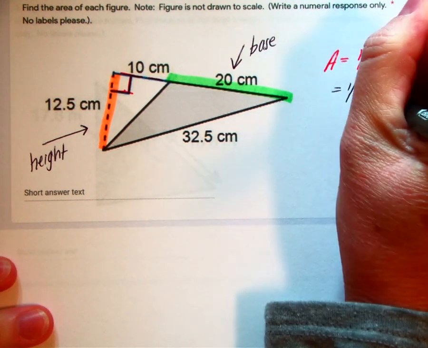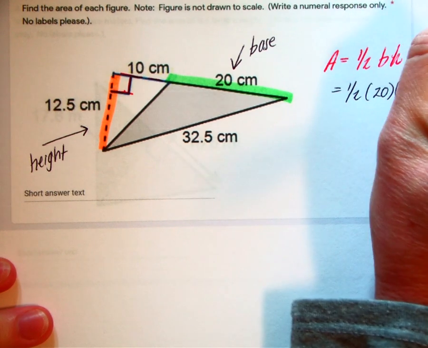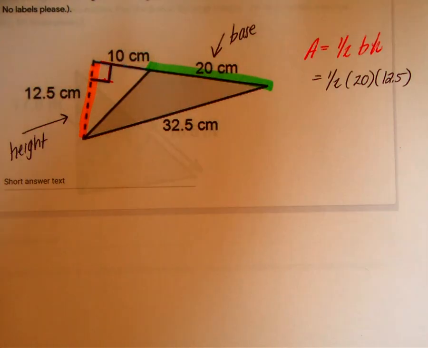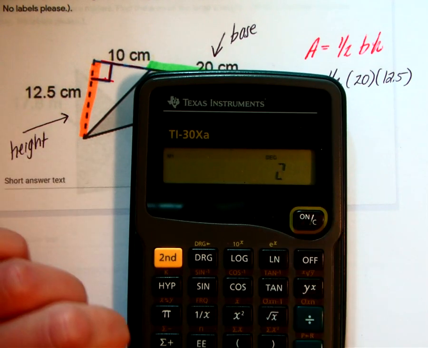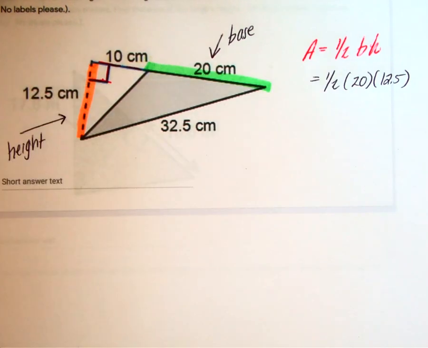So it's going to be 1/2 base, which is 20, times height, which is 12.5. I'm just going to plug that in the calculator really quick. 20 times 12.5 divided by 2, 125.